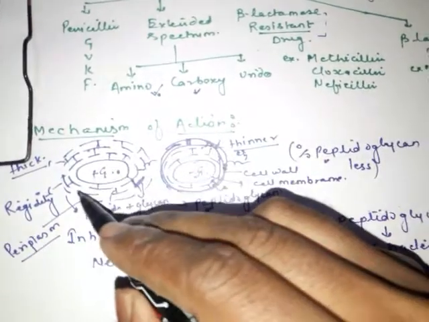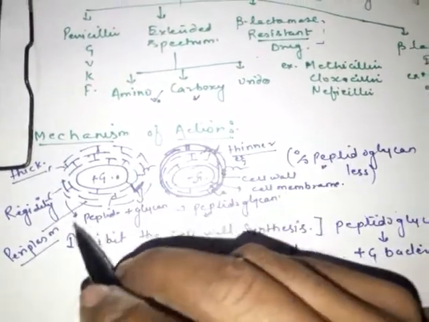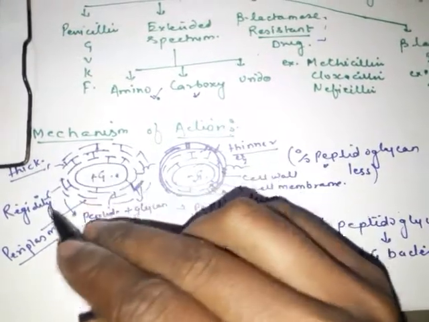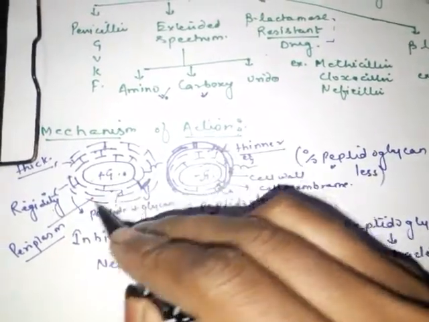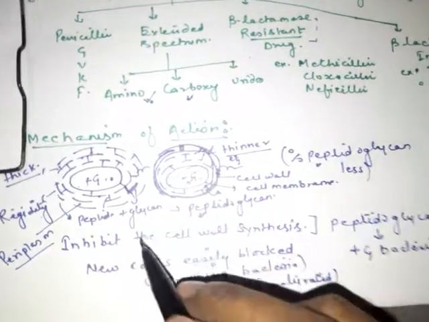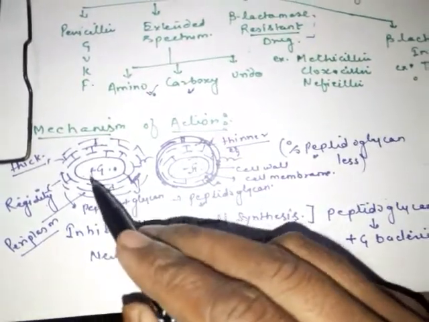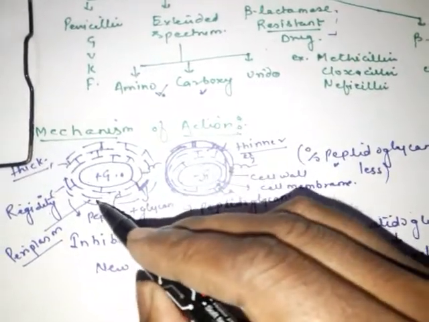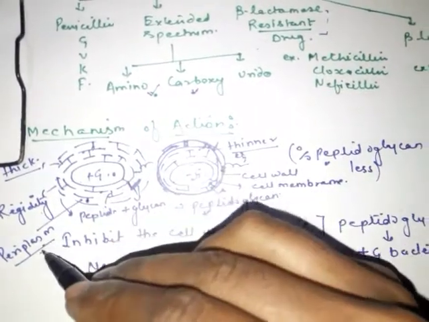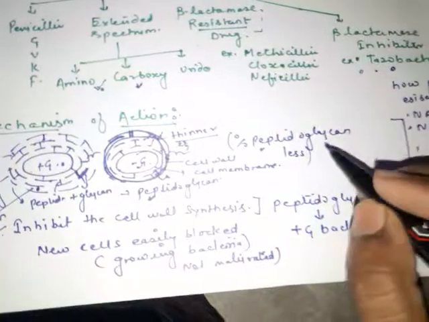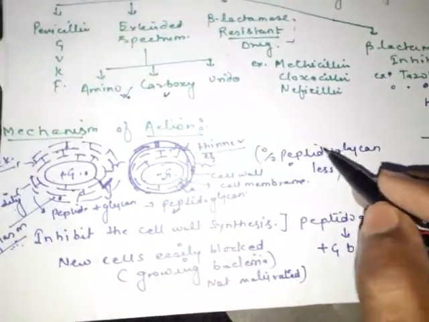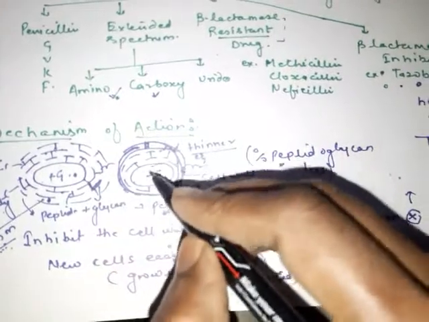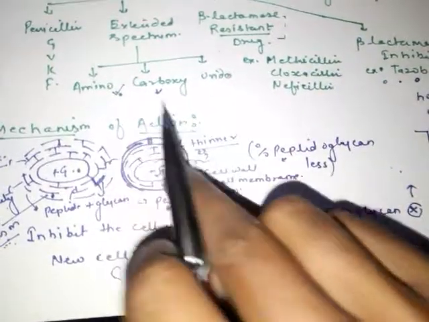This peptidoglycan provides rigidity to the cell wall, because it is very thick, and that's why its synthesis is very important. I also missed one point: this space is called the periplasm. The percentage of peptidoglycan is much higher because it is a thick layer, as compared to gram negative bacteria.